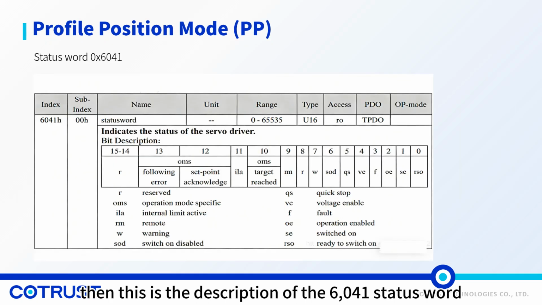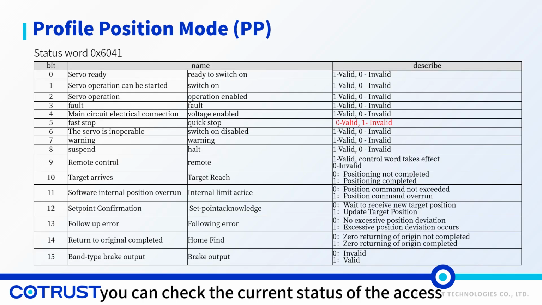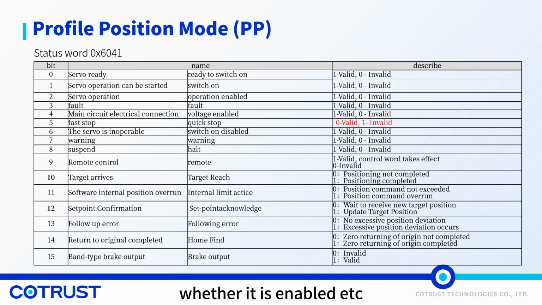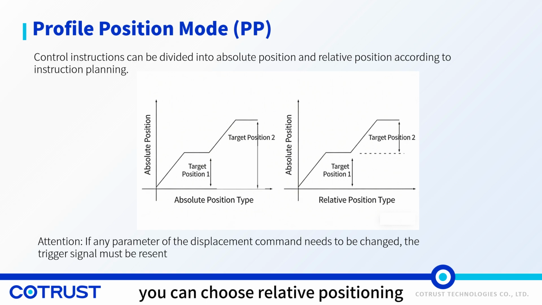Then this is the description of the 6041 status word. Through 6041, you can check the current status of the axis, whether there is an error, whether it is enabled, etc. We just mentioned that through bit 6 of 6040, you can choose relative positioning or absolute positioning movement.